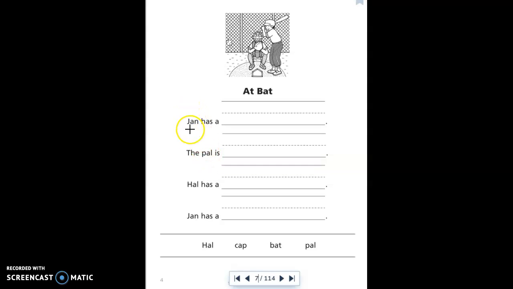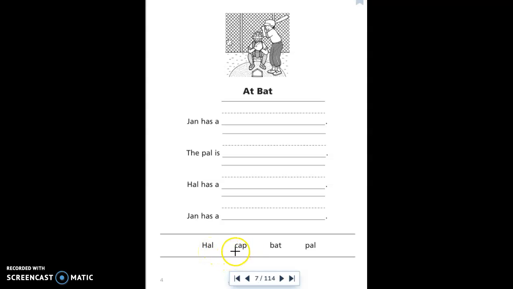So here we go. Jan, as, has, a. What does Jan have? Well, I don't know who Jan is. I can't tell if that's Jan or that's Jan. Well, let's see. The first word is how. Jan has a how. Does that make sense? No.